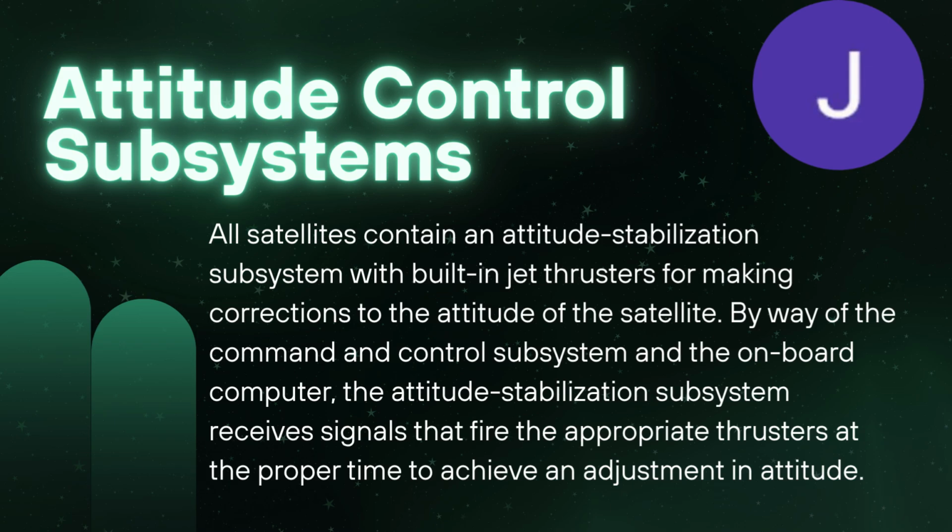Attitude control subsystems. All satellites contain an attitude stabilization subsystem with built-in jet thrusters for making corrections to the attitude of the satellite by way of the command and control subsystem and the onboard computer. The attitude stabilization subsystem receives signals that fire the appropriate thrusters at the proper time to achieve an adjustment in attitude. It simply maintains the correct orientation in space and uses thrusters and control signals that adjust the pitch, yaw, and roll. Its importance is that it ensures the antennas point correctly and solar panels face the sun.